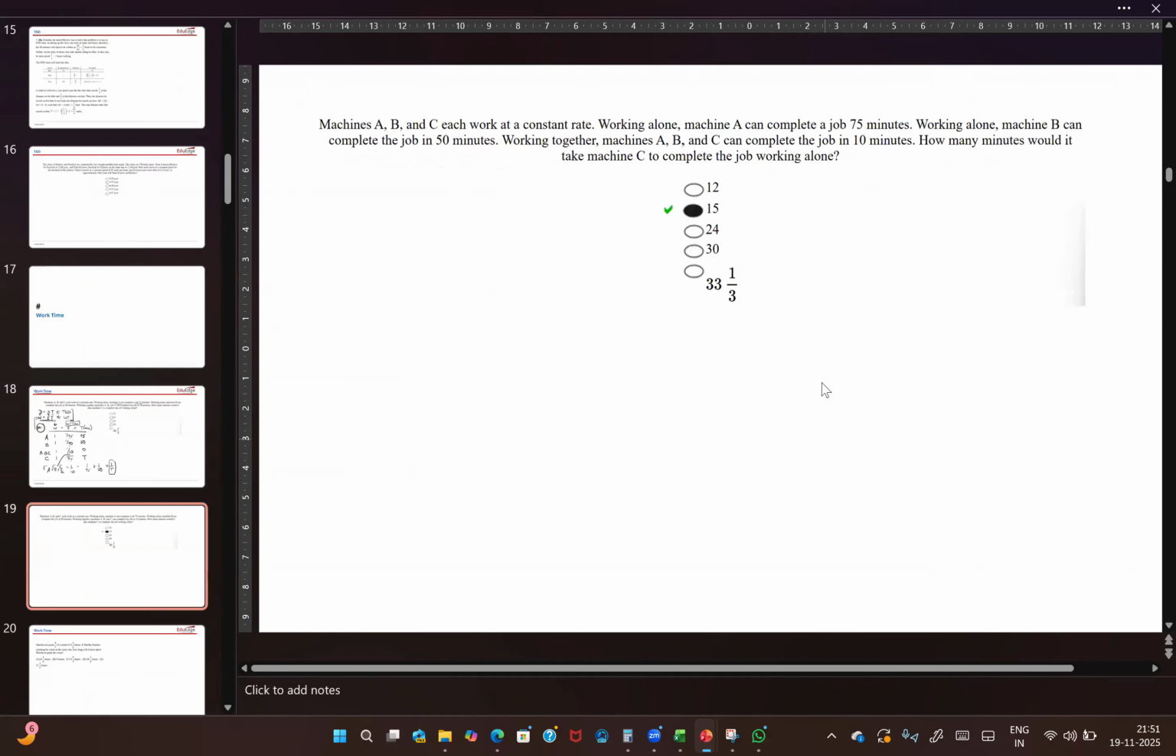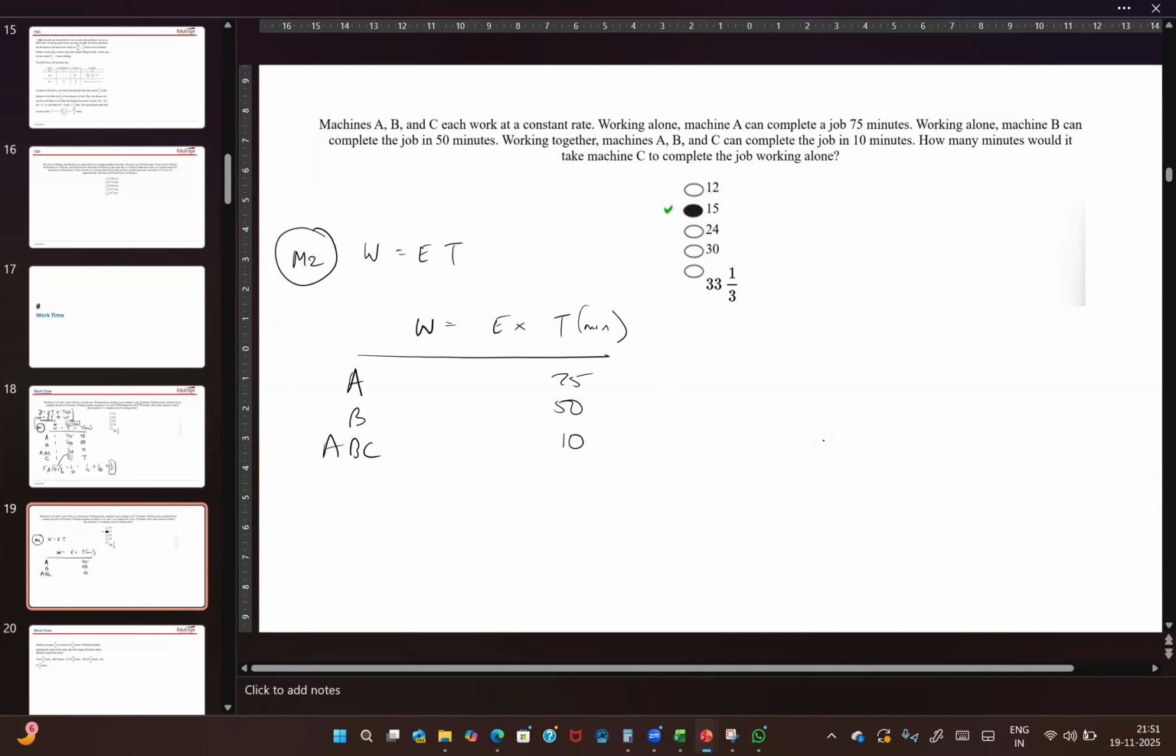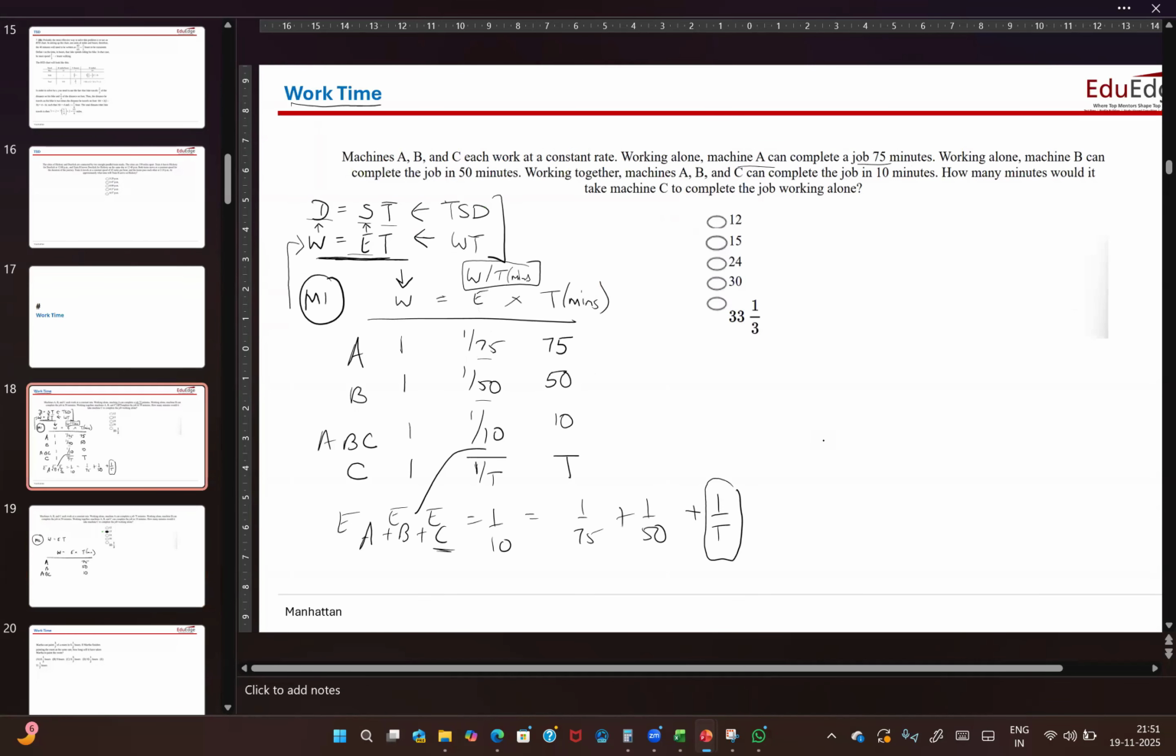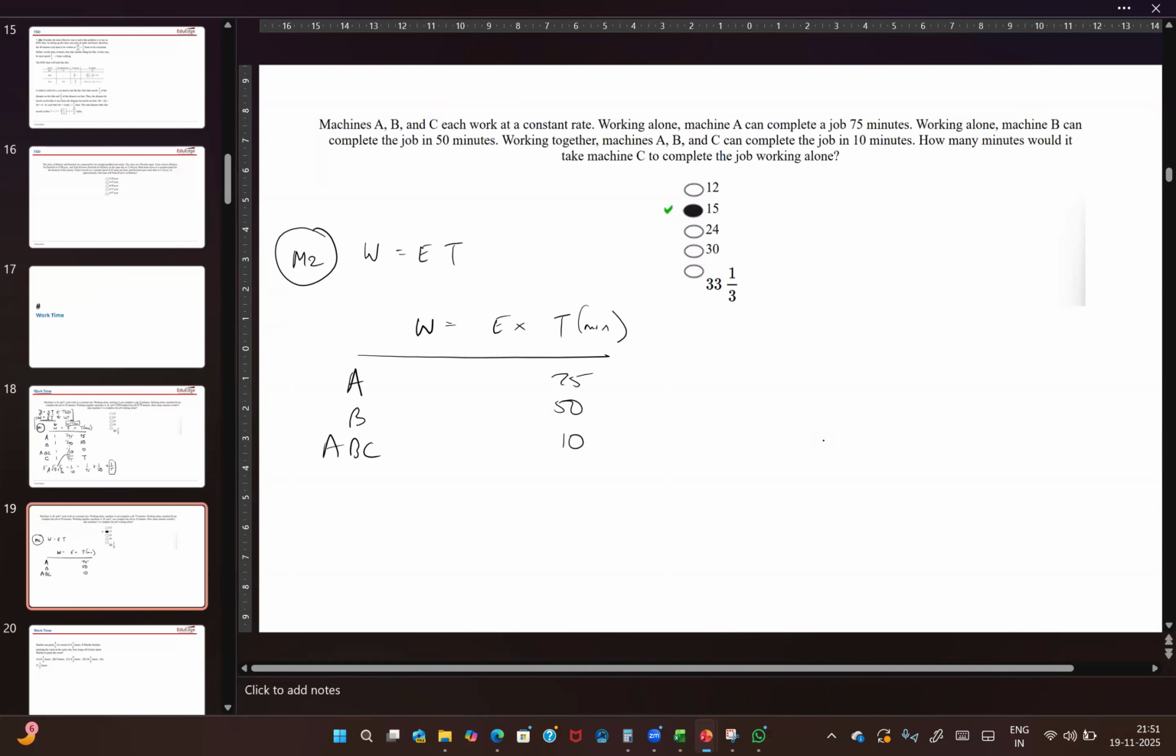Now, what we have here is method 2, which again uses the same work is equal to efficiency into time. So I will write work, efficiency, time. And same thing: A is 75, B is 50, and A, B, C altogether are 10 minutes. This method gets rid of fractions. So if you don't like fractions, if you don't like working with fractions, then we use this method. In this method, we assume work to be the LCM of times.